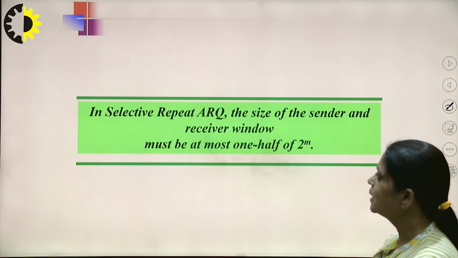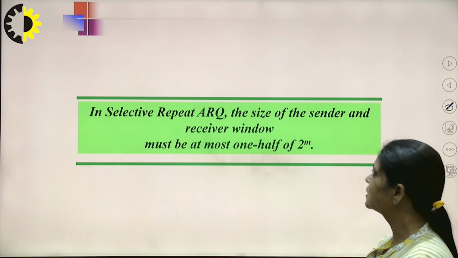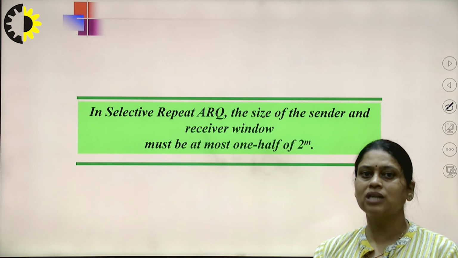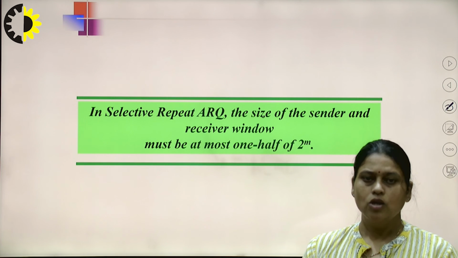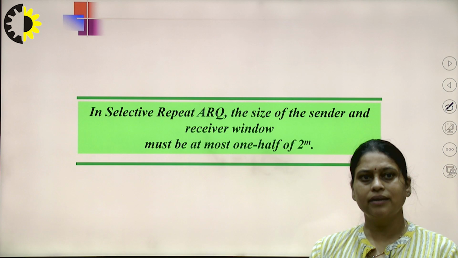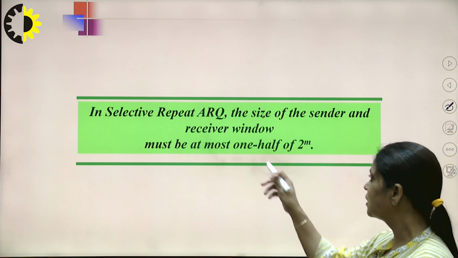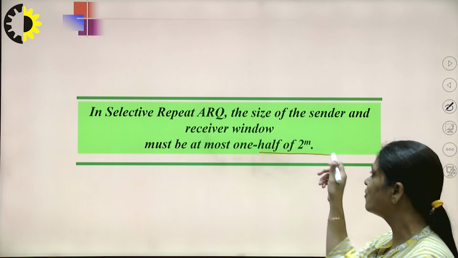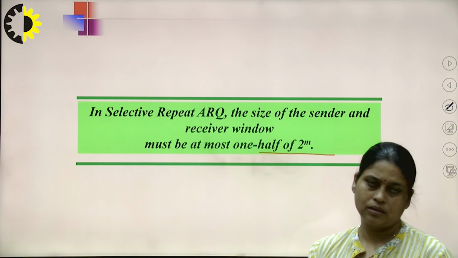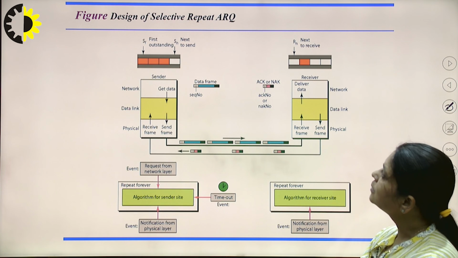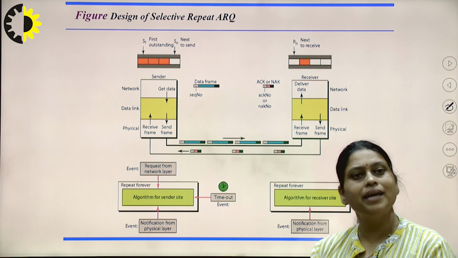Next, in selective repeat ARQ, the size of the sender and receiver window must be at most half of 2 to the power m. So, in the selective repeat case, we make the size of the window at most 1/2 of 2 to the power m. So, this is the design of selective repeat ARQ.